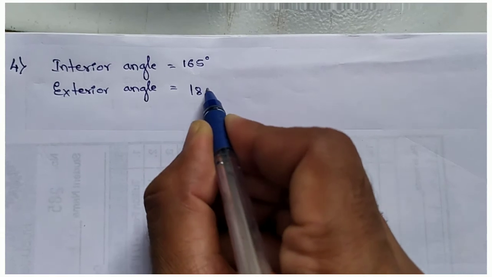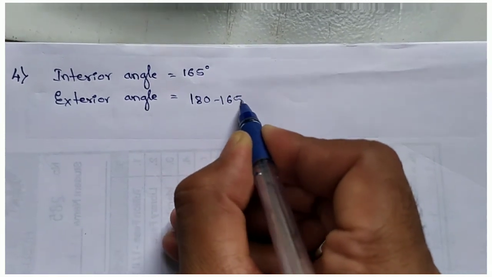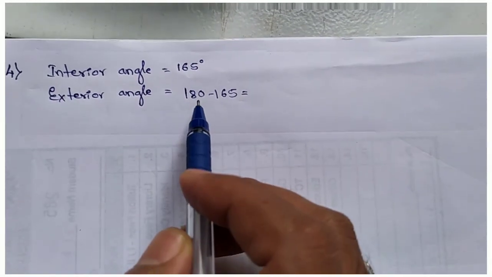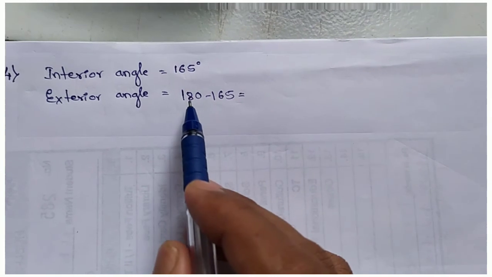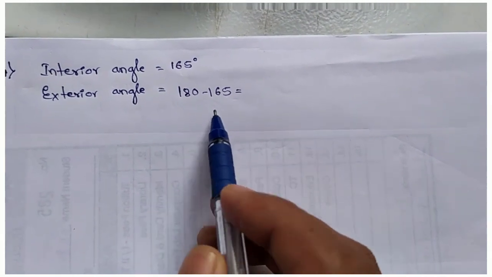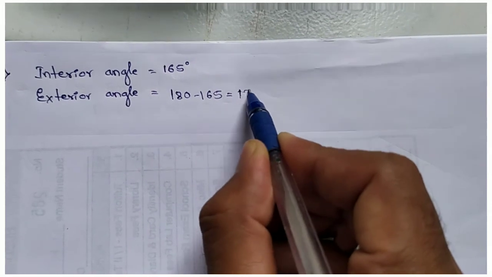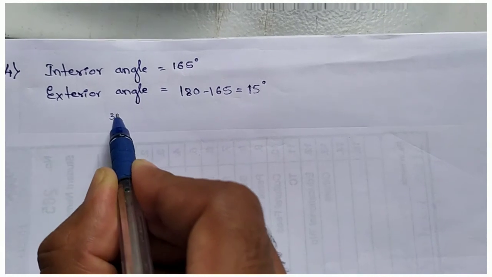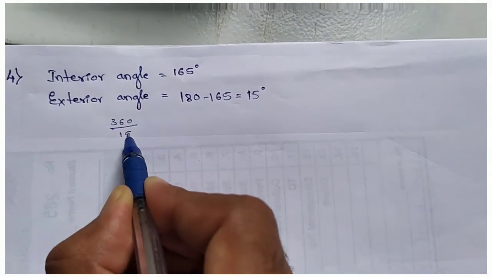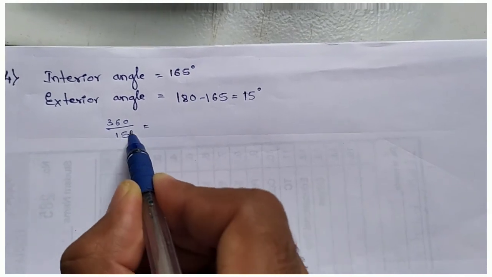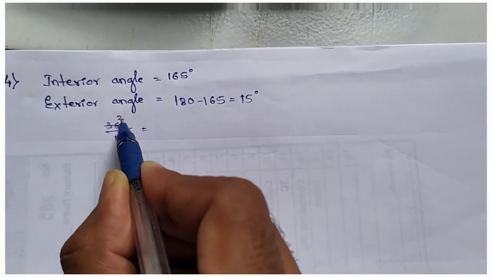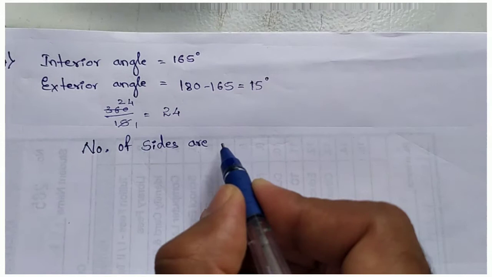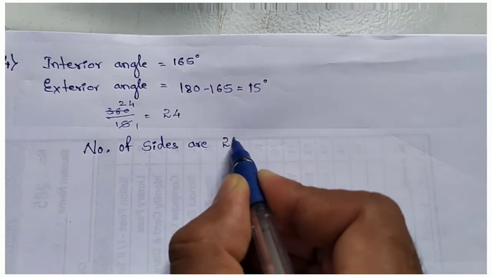So it will be 180 minus 165. Why did I take 180? Because if you add internal and external angles, you will get 180 degrees. That is a linear pair. So now subtracting from 180, 180 minus 165, here we will get 15 degrees. Okay, so the exterior angle is 15 degrees, then divide 360 by 15. So here we will get 24 sides. So the number of sides is 24.